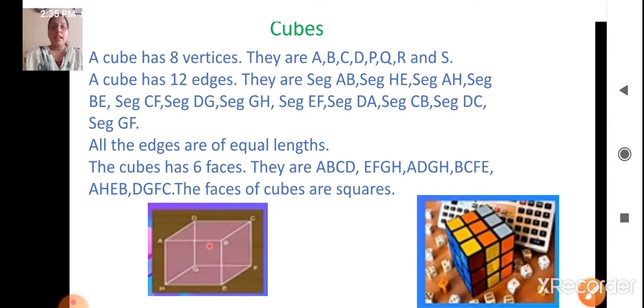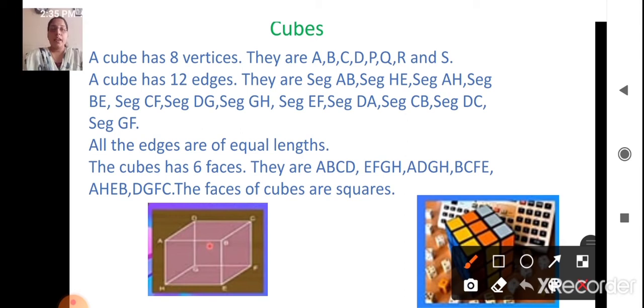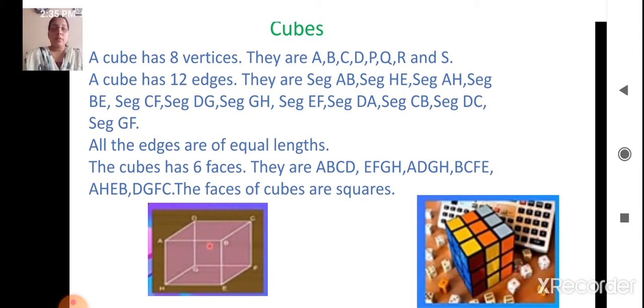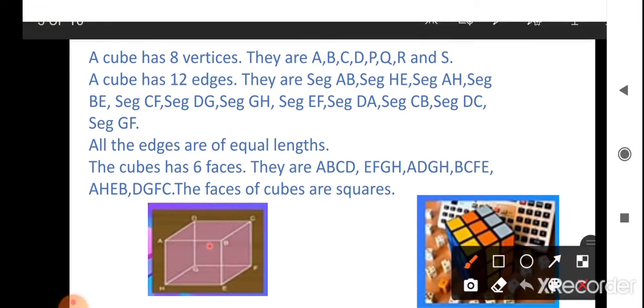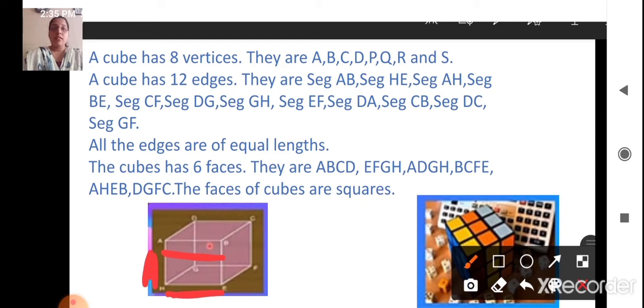Next, let us see the edges of a cube. A cube has 12 edges. Let us see the edges. This is the first edge, that is AB. Next is HE, the down one, HE. You can see it on my screen. Next is AH. This is the third.